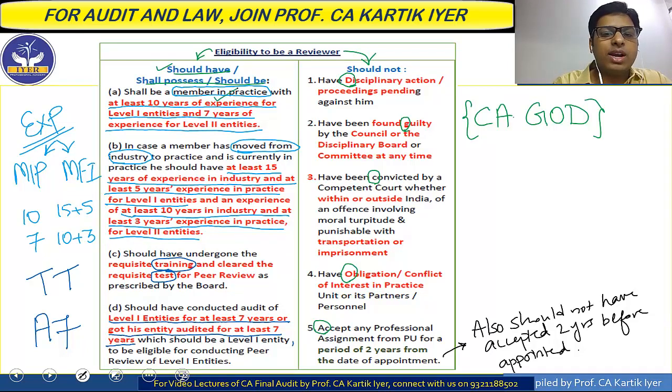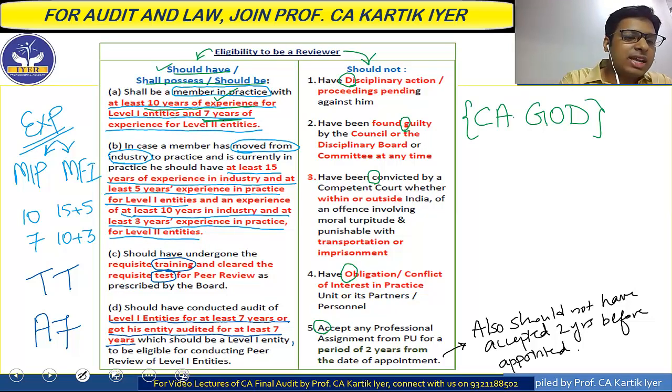He shall be a member in practice with at least 10 years of experience for level 1 entities. So if basically the reviewer is going to do the review work, he should also have the experience. For example, he's going to review the entities which have been handling the audit of level 1 entities. Then they are saying here that the reviewer himself should have 10 years of experience in relation to the level 1 entities. And 7 years of experience for the level 2 entities.